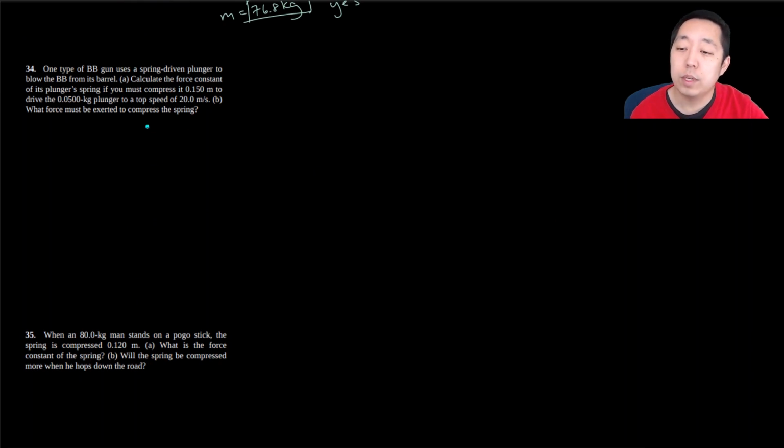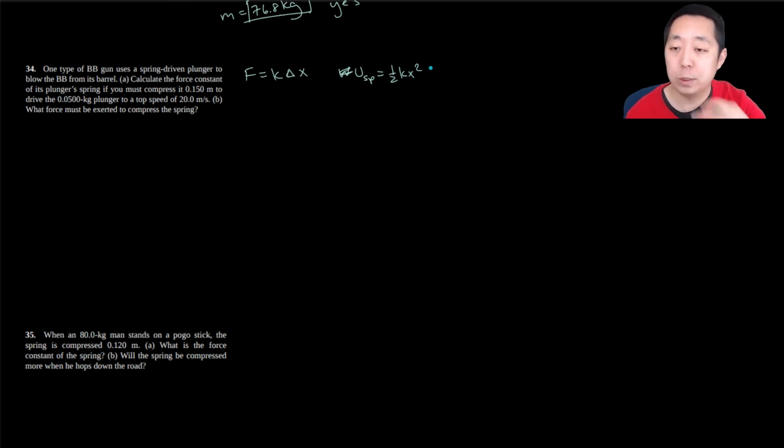Okay, one type of BB gun uses a spring-driven plunger to blow the BB from its barrel. Calculate the force constant of a plunger spring if you must compress it 0.15 meters to drive the 0.05 kilogram plunger to a top speed of 20 meters per second. Okay, so for this one we're not actually going to use Hooke's law. There are two equations for springs that we deal with. We take the work, or the energy in the spring, is 1/2 kx squared.